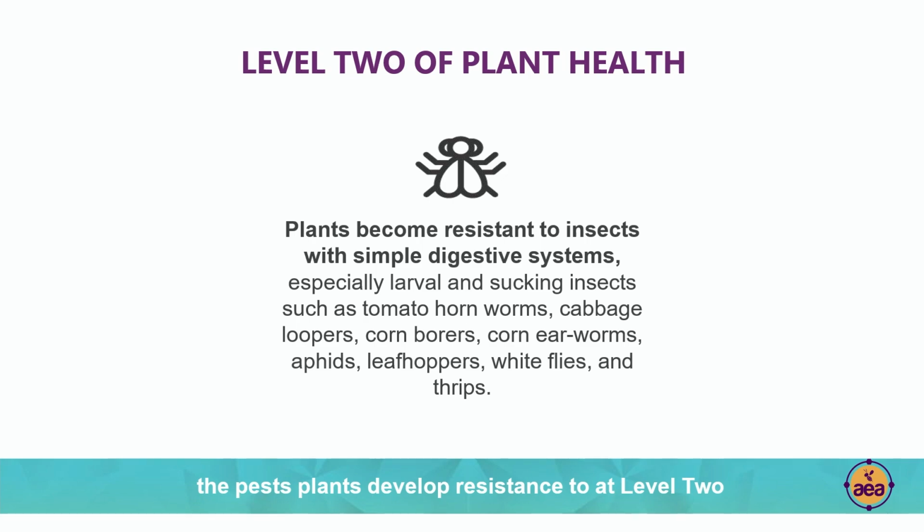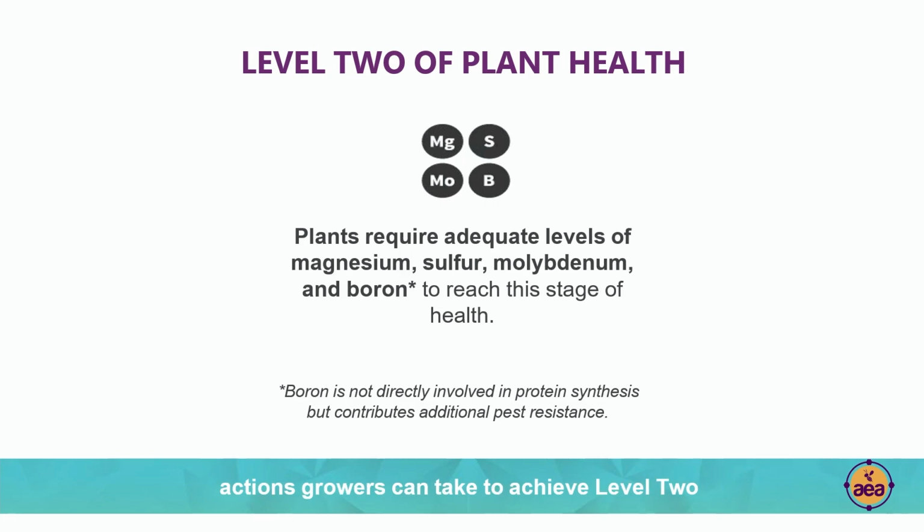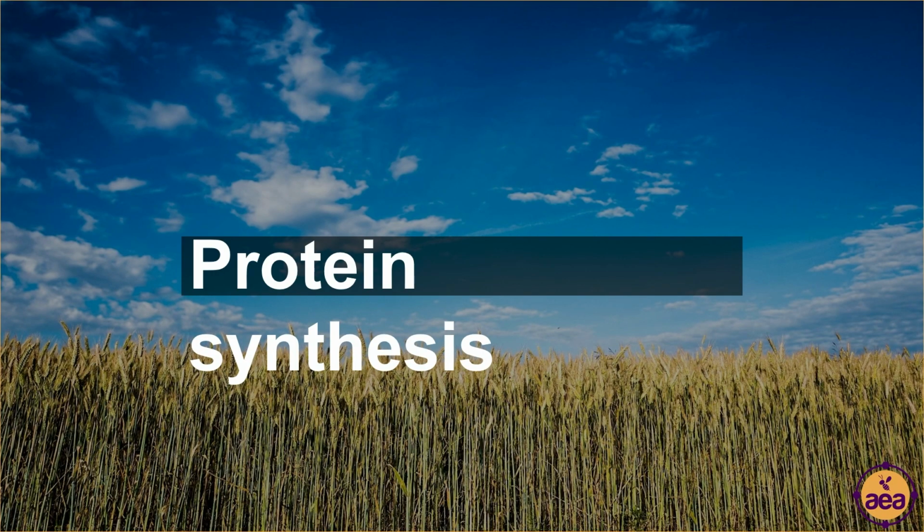What is needed to accomplish this? I'm missing a part of the story, I think. So in order to get to level 2 of plant health, plants need to have adequate levels of these 4 elements: magnesium, sulfur, molybdenum, and boron. So what is the pathway, and how does this process of protein synthesis confer immunity? This is an important conversation. I want to describe some of the mechanisms. I included this because of the challenges that you have with some of these insect pests.